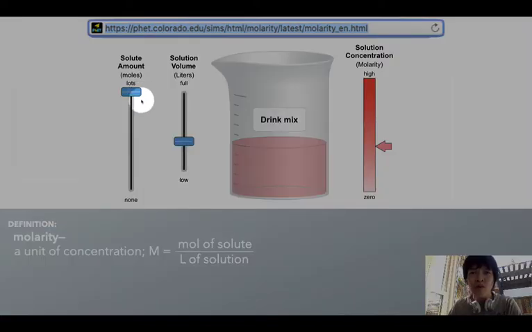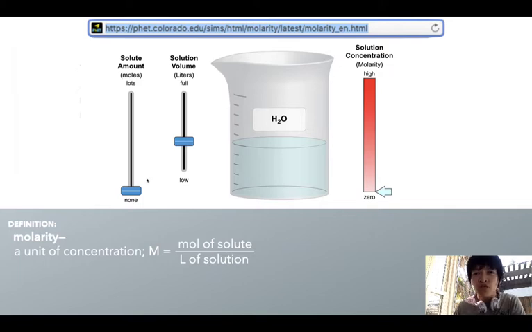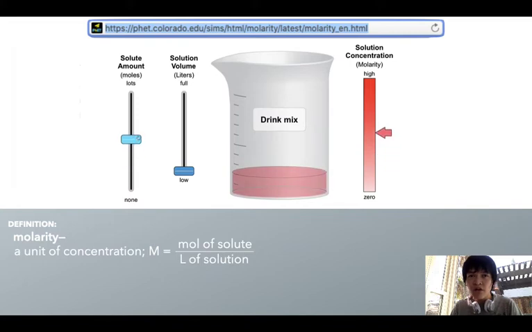Now, this is the maximum amount of solute I can add in this simulation. Here's a question. How can I make this solution even more concentrated? What else can I do? Oh my gosh, we could start with less water. If we start with less water and put the same amount of solute as before, the solution becomes even more concentrated.